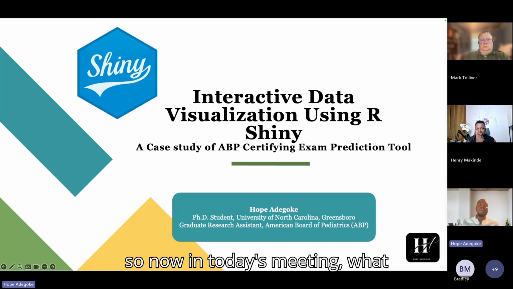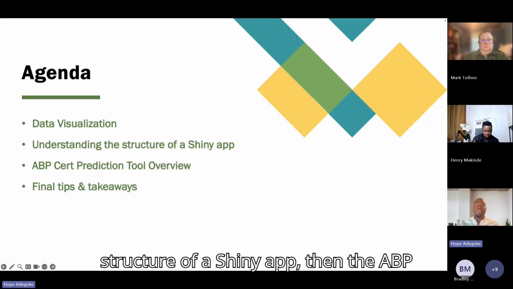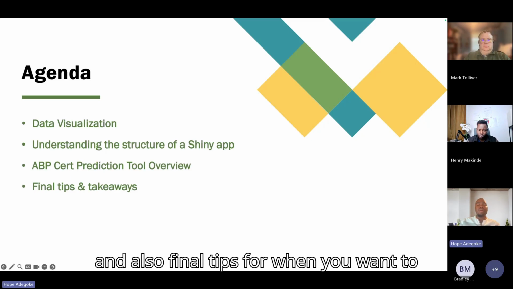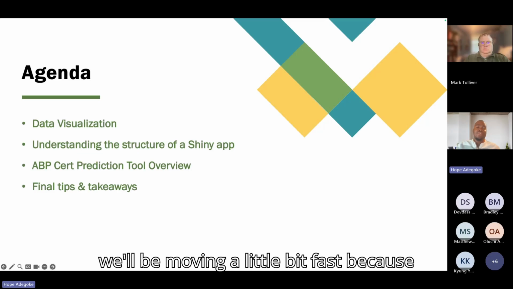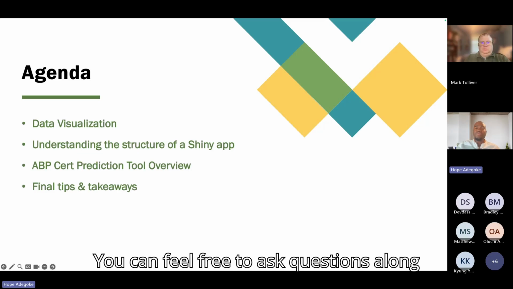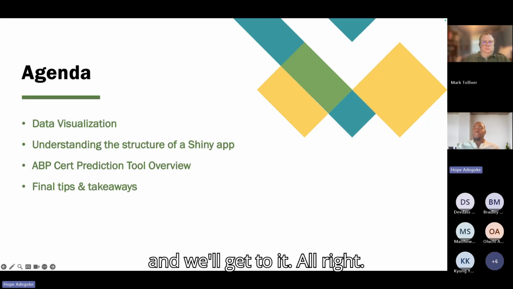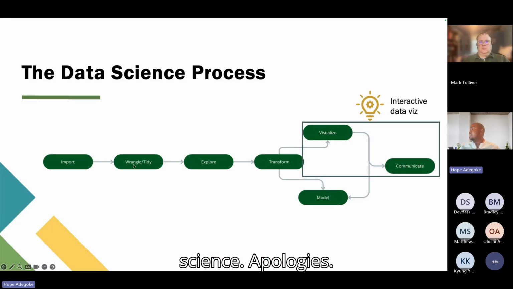All right. So in today's meeting, what we'll be learning is data visualization, understanding the structure of a Shiny app, then the ABP certification prediction tool overview, and also final tips for when you want to build your own Shiny tool. All right, so we'll be moving a little bit fast because we don't have a lot of time, but please feel free to ask questions along the way, maybe in the chat box, and we'll get to it. All right. So first and foremost, we have the data science.